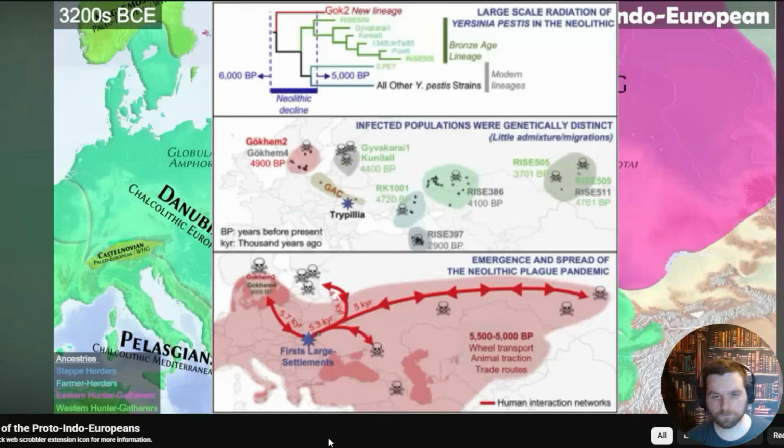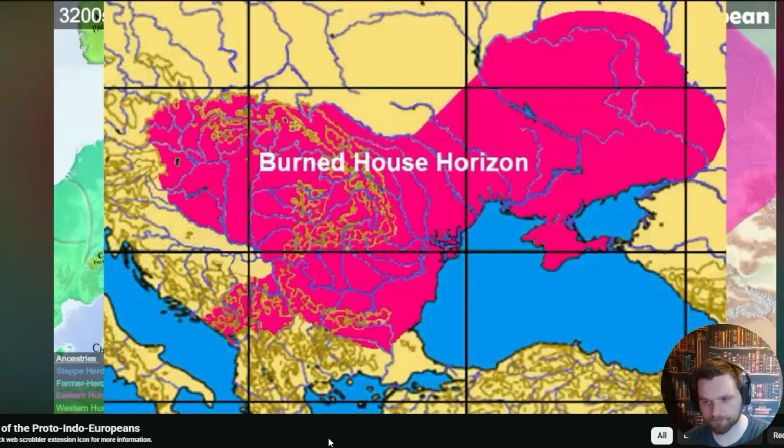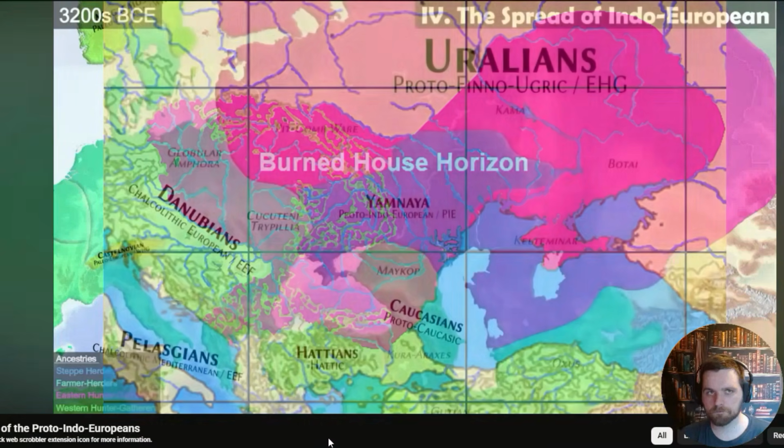Yersinia pestis, the same pneumonic bacterium responsible for the Justinian plague and the Black Plague, was found in remains across Europe between 3000 and 2900 BC, sometimes even within mass burials. The Burned House Horizon also was a region encompassing the Khvalynsk culture, Danube River, and Yamnaya steppe, where entire settlements were regularly burned from 6500 to 2000 BC.